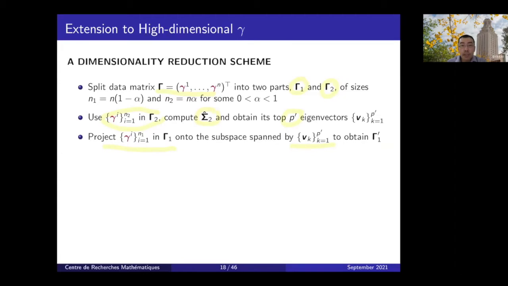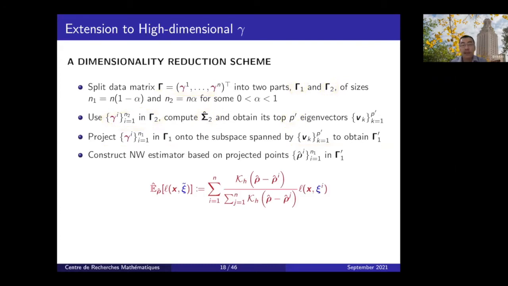This sample splitting scheme is adopted to ensure that the projected covariates are independent of each other, which is needed for the application of moderate deviations theory to obtain the error bounds. Next, we construct the estimator using the projected data points. In this case, we are able to prove that the error bound we obtain has a similar form as before, but the original dimension p in the bound is now replaced by the reduced dimension p prime. So this gives us a tighter bound.